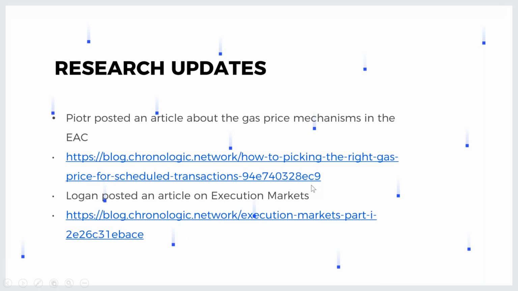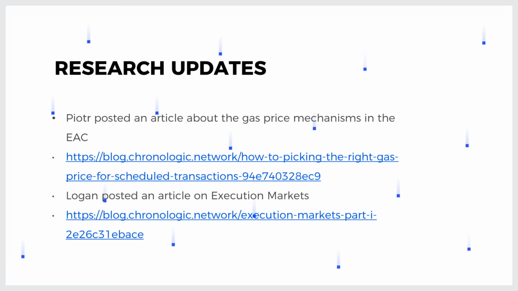So we also have some updates on the research side as well. Piotr posted an article earlier today about the gas price mechanism. So we're looking a little bit deeper into some of the stuff with the EAC as we're getting closer to the mainnet deployment. And this article shows some of our thinking with the gas price mechanism as far as how the time nodes will set the gas price for executions. So if you're curious to learn more about that, you should read this article. It's available on the ChronoLogic blog.